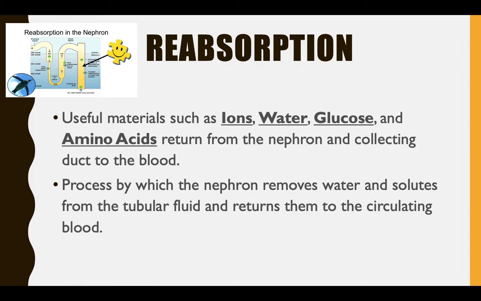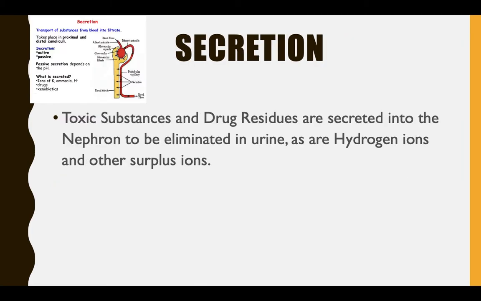The second step is reabsorption. Useful materials such as ions, water, glucose, and amino acids return from the nephron and collecting duct to the blood. It's also a process wherein the nephron removes water and solutes from the tubular fluid and returns them to the circulating blood. The last step is secretion. Toxic substances and drug residues are secreted into the nephron to be eliminated in urine as hydrogen ions and other surplus ions.